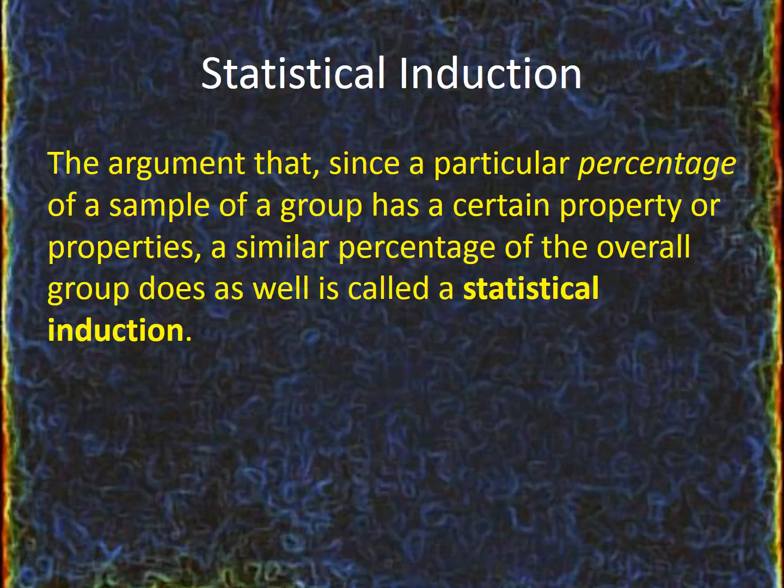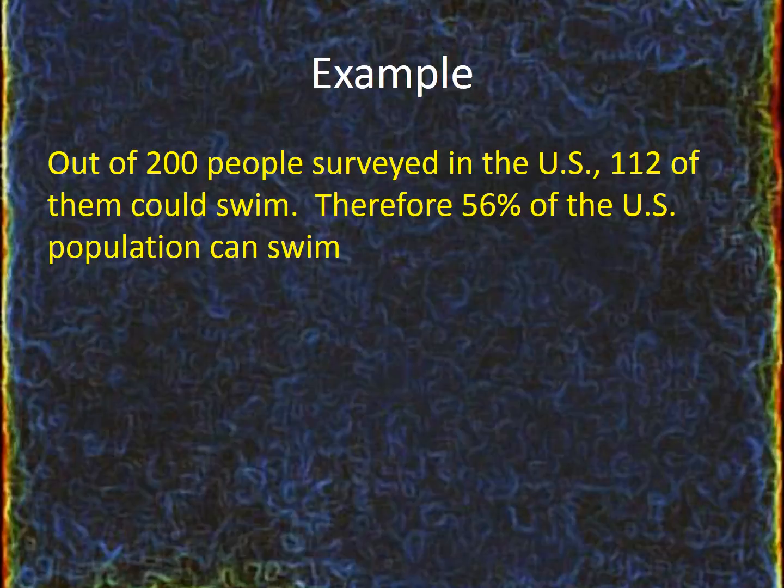Statistical induction. This sort of argument uses the idea that since a particular percentage of a sample group has a certain property or properties, a similar percentage of the overall group does as well. So here is an example. Out of 200 people surveyed in the U.S., 112 of them could swim. So 56% of the U.S. population, roughly, can swim.